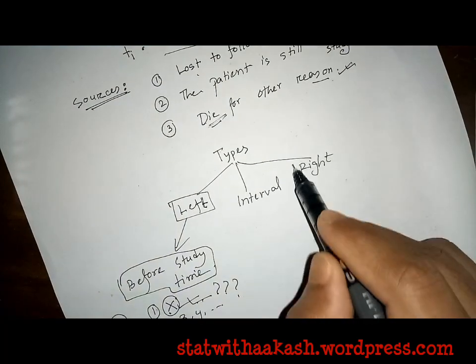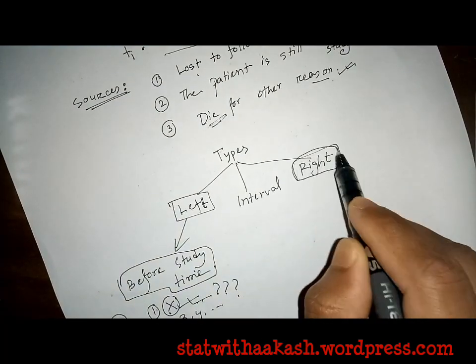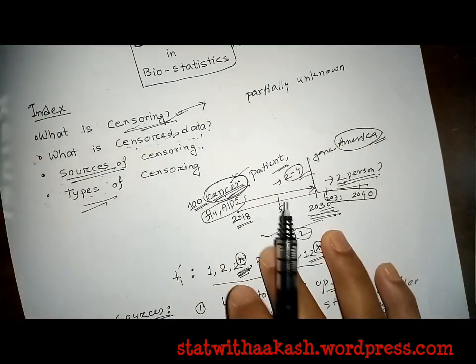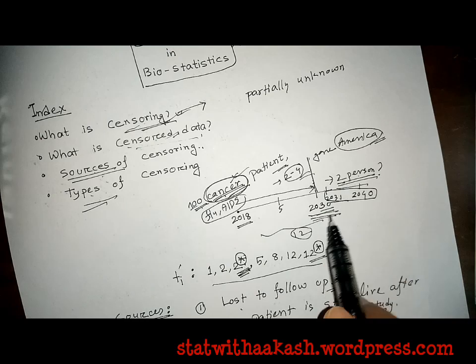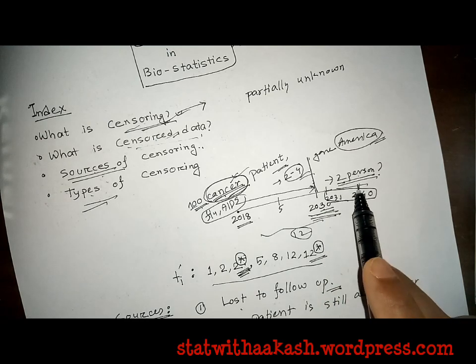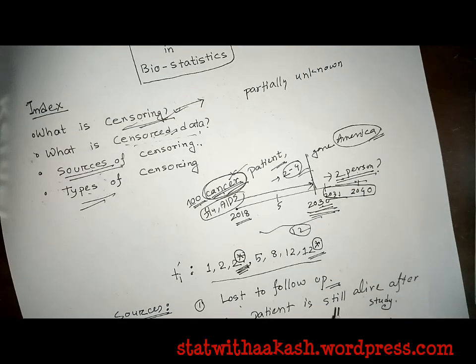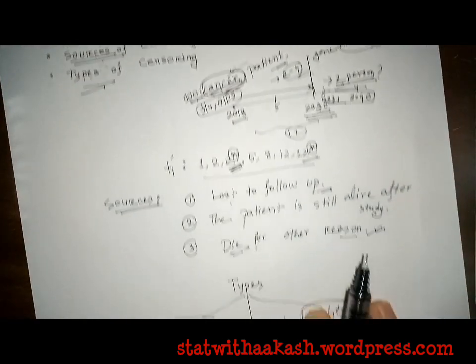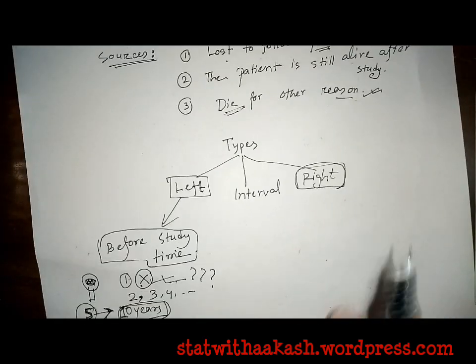Okay, next we have right censoring. Already we have discussed what right censoring is. Consider that 2% are still alive after 2030. So you don't know their exact lifetime. This is called right censoring in biostatistics, as the event is occurring after your study time.